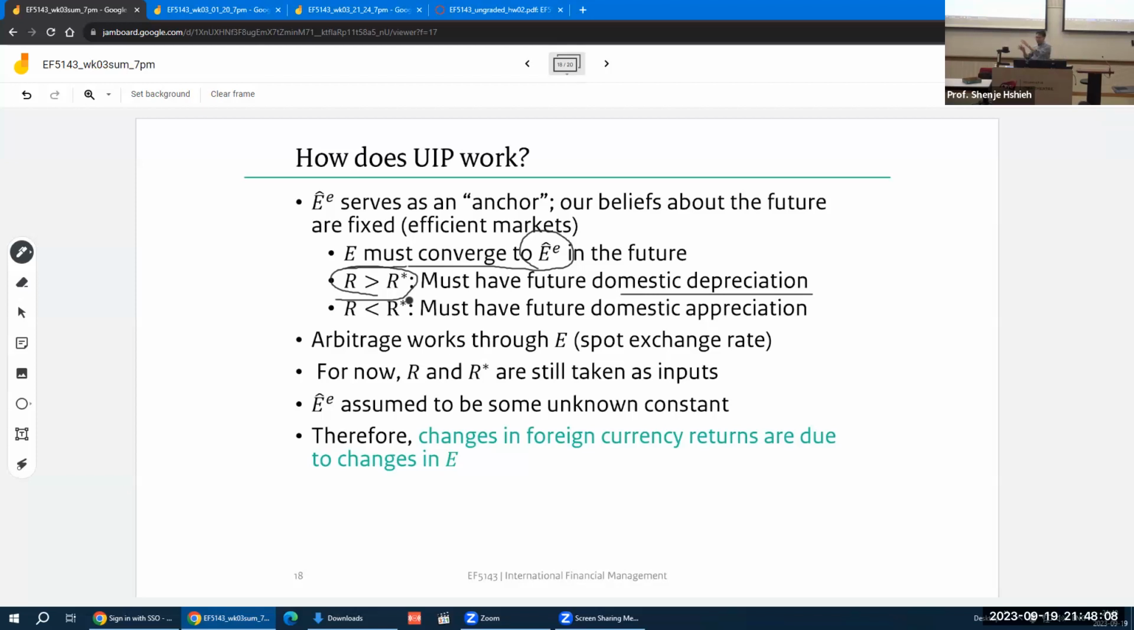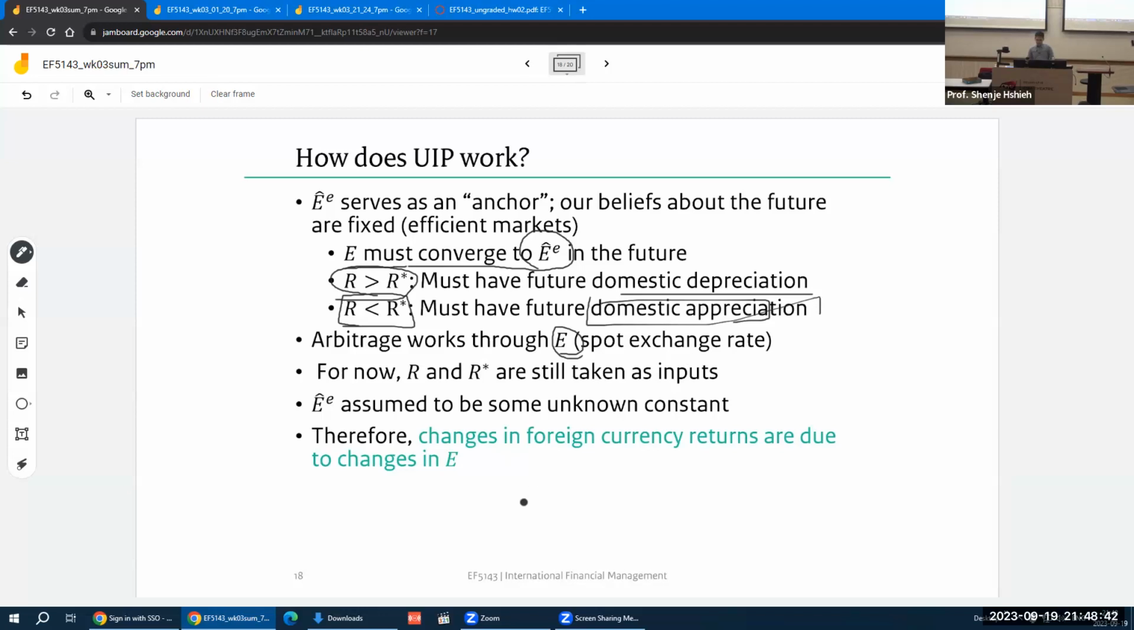Whatever interest rate I'm going to try to benefit from, there's going to be a subsequent depreciation of that currency. So in this case, if you have R star greater than R, we should expect foreign currency to depreciate or domestic currency to appreciate, right? Appreciation. And then arbitrage or carry trade works through E, right? And I outlined those steps every time we shift R or R star or E hat E.